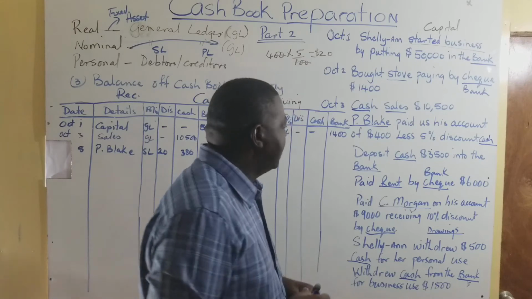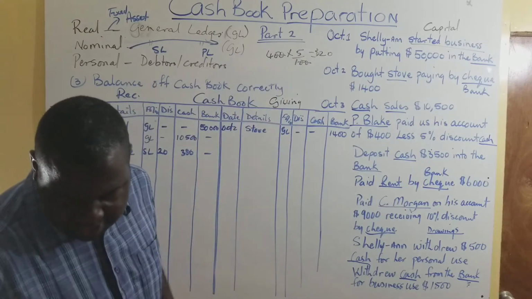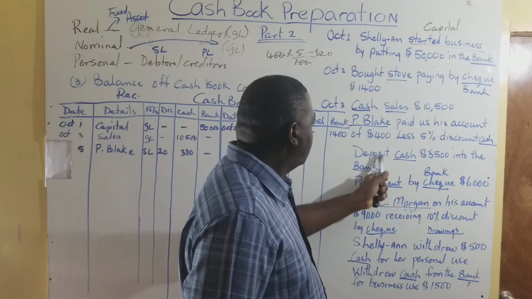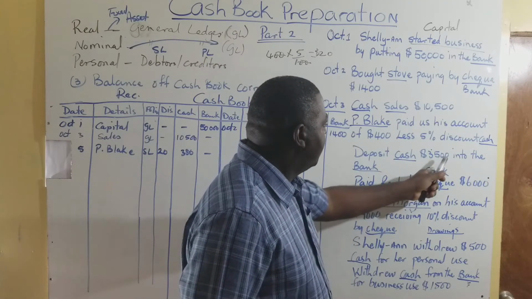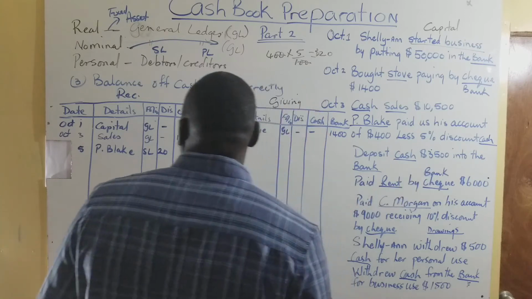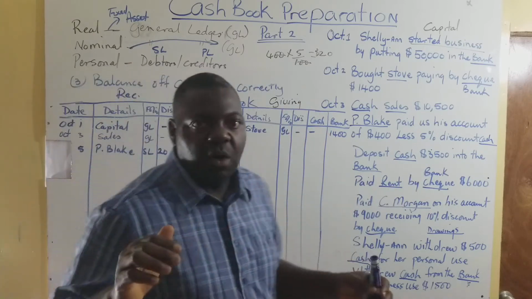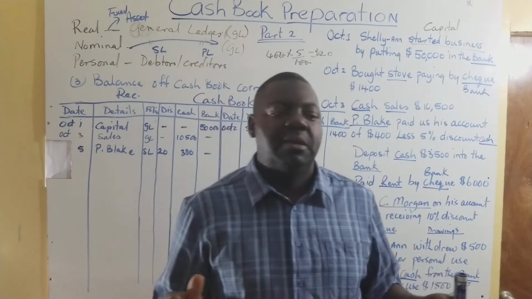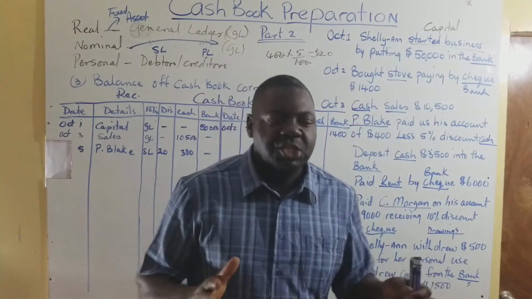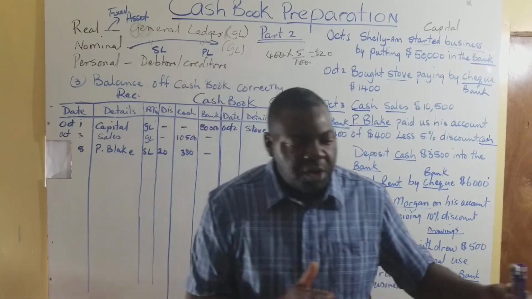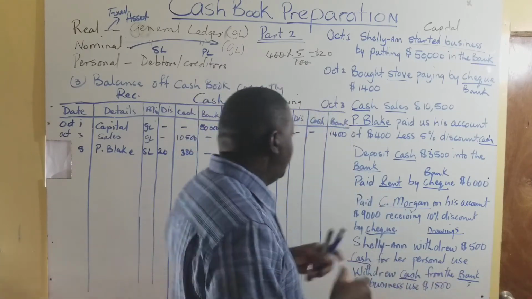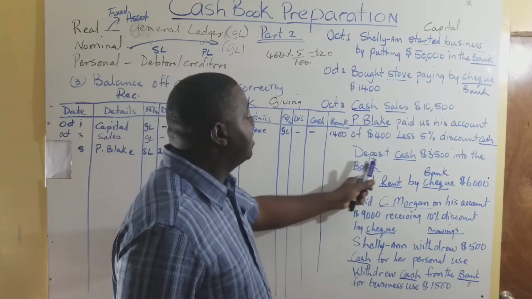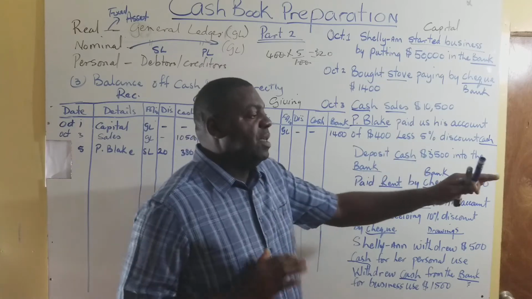Next transaction says that we deposit money. The date here is the 8th, which would be the 8th of October. We deposit cash into the bank. Now, this is what we said in part 1 of our cash book preparation: a contra entry is where we're moving money from cash to bank. This transaction is a contra entry. It says we deposit cash and place it into the bank.